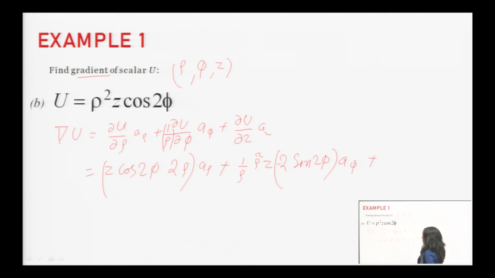Further, the differentiation of u with respect to z needs to be performed. As we are differentiating the scalar function u with respect to z, all other quantities except z will act as constant. So we will write those as they are, that is rho square cos 2 phi, and the differentiation of z will be 1, and the unit vector is a z.